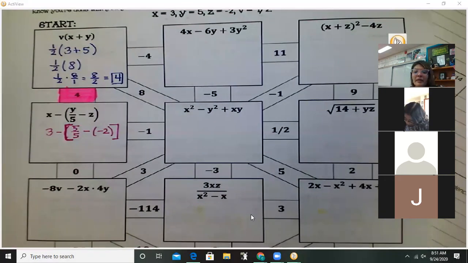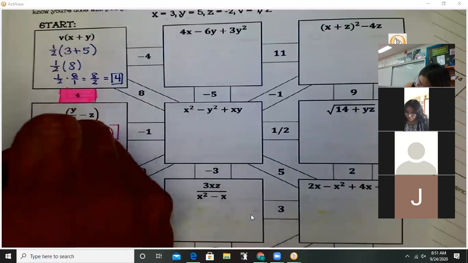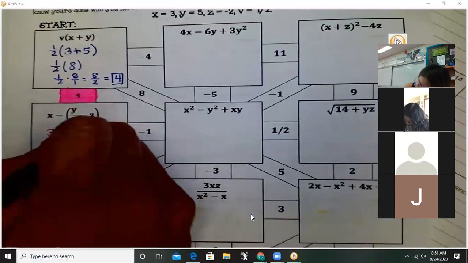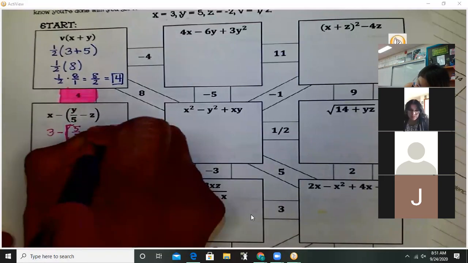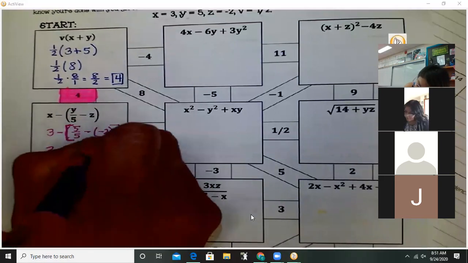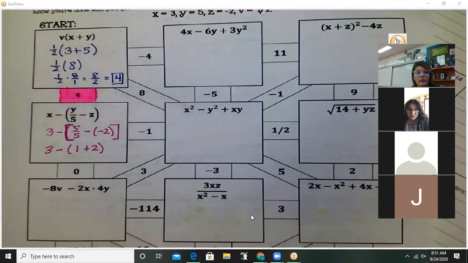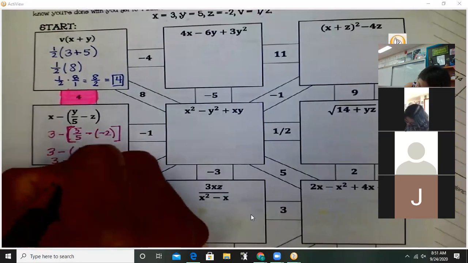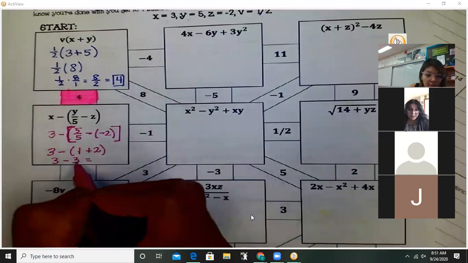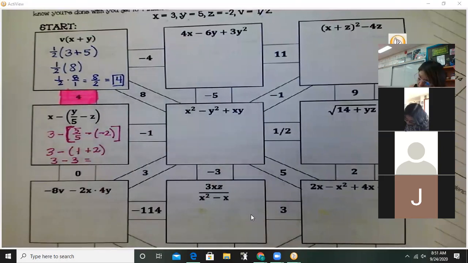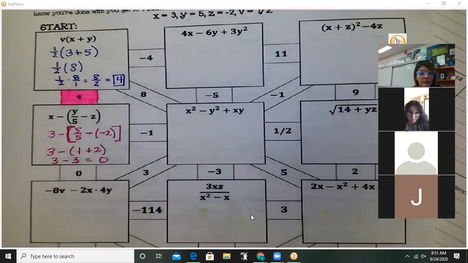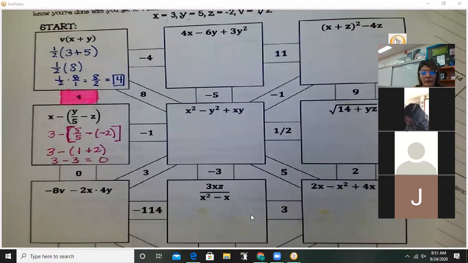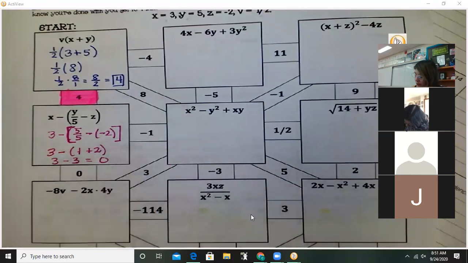Five over 5 is 1. So 3 minus 1, negative times a negative is a positive 2. 3 minus 3 equals, because 1 plus 2 is 3, is going to be 0. So I'll move down. It's not negative 1. I'm going to go to 0.